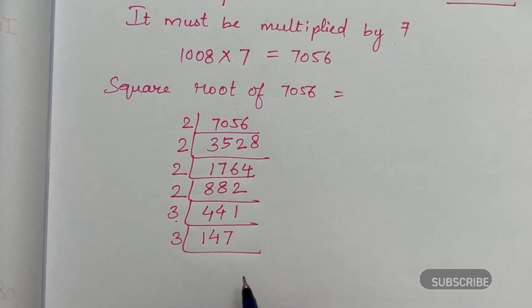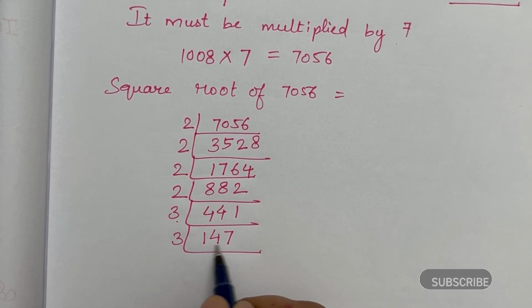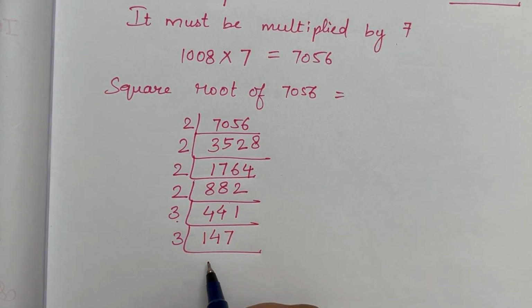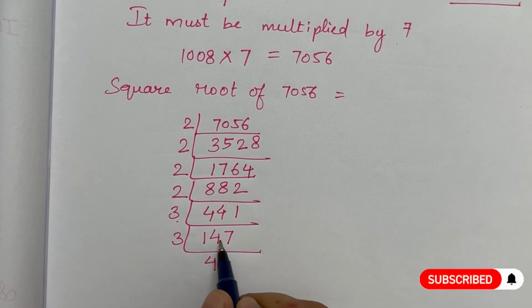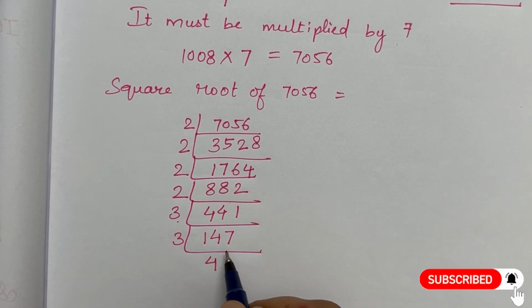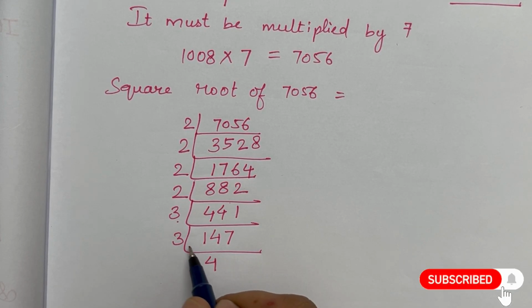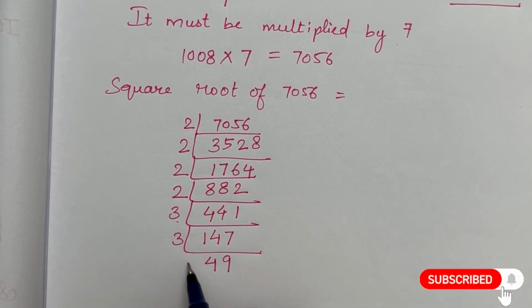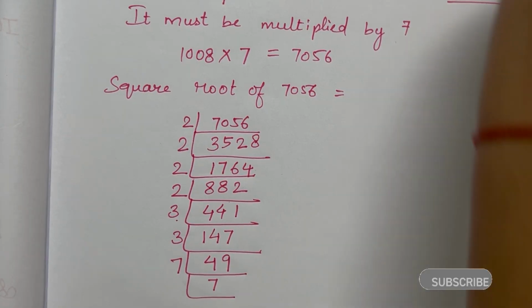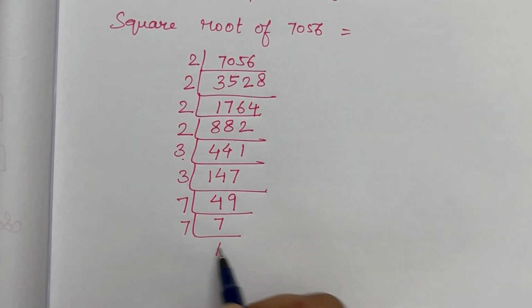Again this is divisible by 3. 14 will not come in the table of 3. 12 will come 4 times. 2 left, 27. So in the table of 3, 27 will come 9 times. Now this is divisible by 7, and 7 is divisible by 7 one time.